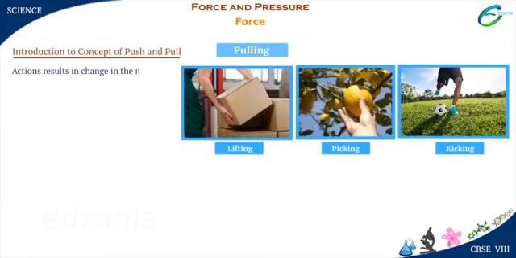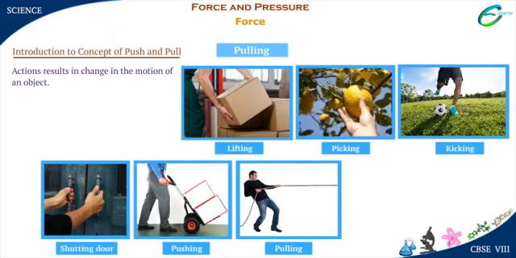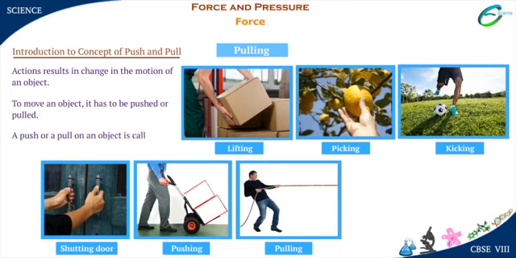Each of these actions usually results in some kind of change in the motion of an object. All these actions can be grouped as a pull or a push or both. So, we can say that to move an object, it has to be pushed or pulled. A push or a pull on an object is called a force. Thus, we can say that the motion imparted to objects is due to the action of a force. Let us learn more about the force.